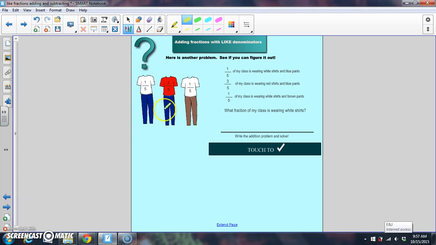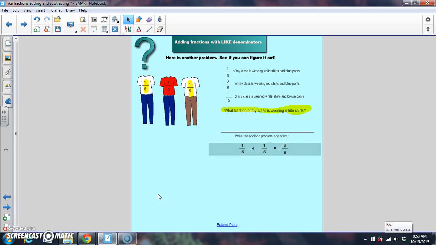Here is another example. 1/5 of the class is wearing white shirts and blue pants. 3/5 of the class is wearing a red shirt and blue pants, and another 1/5 of the class is wearing white shirts and brown pants. What fraction of the class is wearing white shirts? Well, here we have 1/5 is wearing a white shirt and another 1/5 is wearing a white shirt. Since they are the same denominator or equal total parts, 5, we can add the numerators together. 1 plus 1 is 2. So 2/5 of the class are wearing a white shirt.